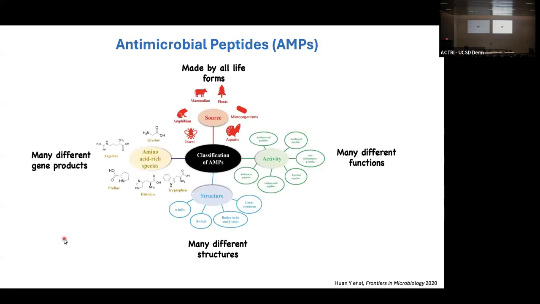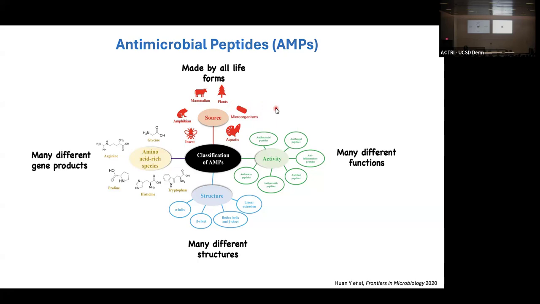So the antimicrobial peptides, as I mentioned, are kind of everywhere. They're many, many different gene products, different structures. But one of the important things to recognize is that all forms of life produce the antimicrobial peptides, including microorganisms.